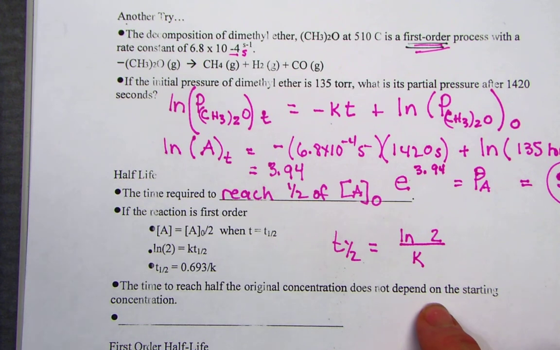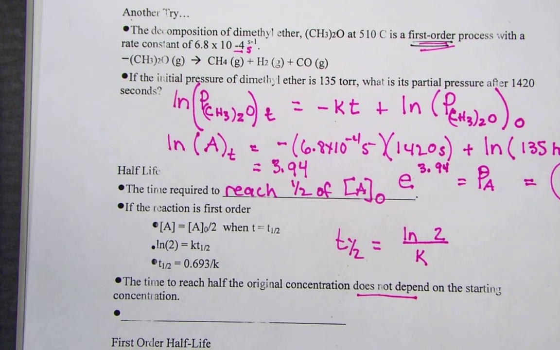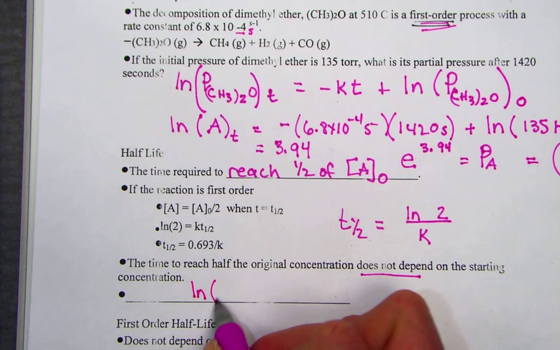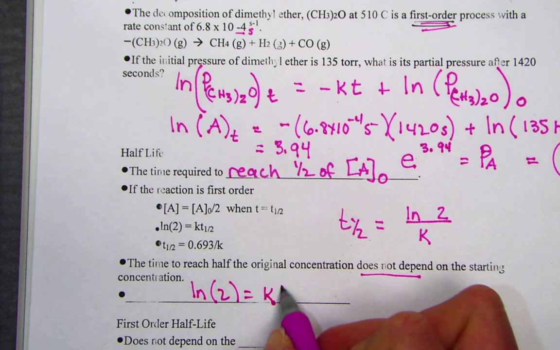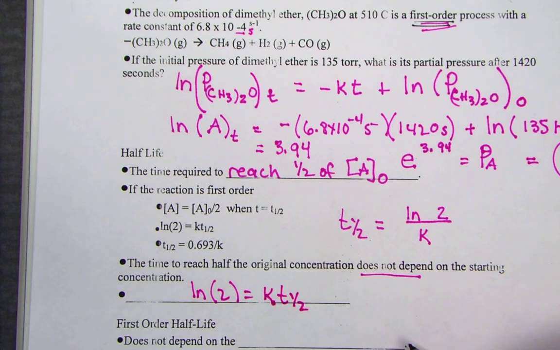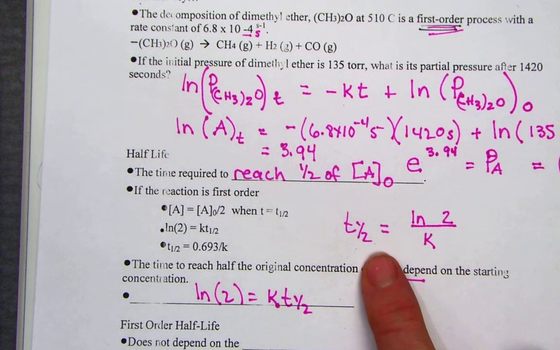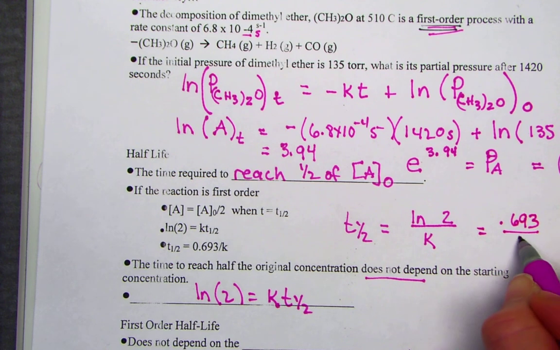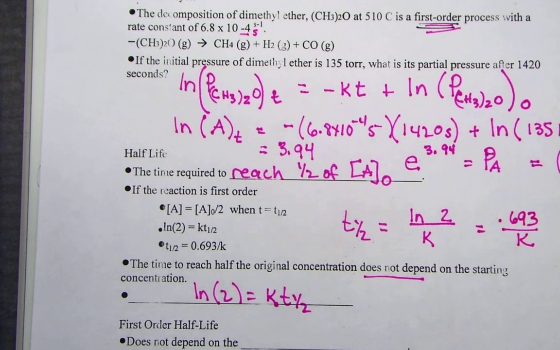So the time to reach half the original concentration does not depend on the starting concentration. It will in second-order reactions, but it does not for first order. In other words, the natural log of 2 is equal to k times our half-life, half the time that went by. This is often an easy way to solve for k, the rate constant. If you know the half-life, you can solve for k. If you know k, you can solve for the half-life simply by looking at that relationship where the half-life is equal to the natural log of 2 over k, which is the same as 0.693 over k. Whatever you find easiest, perhaps you like either one.